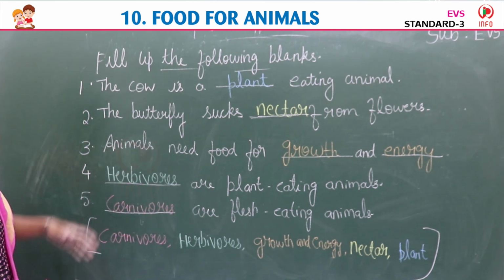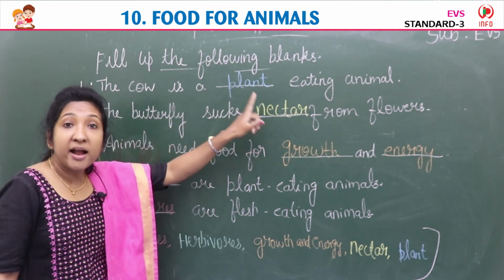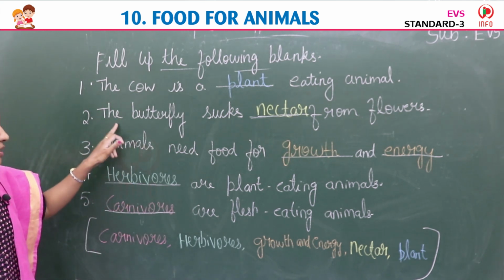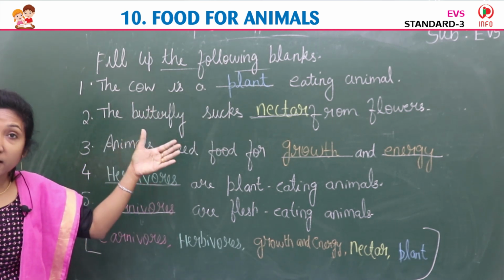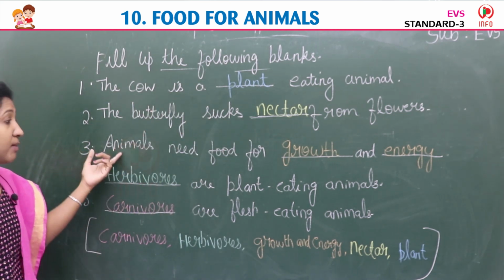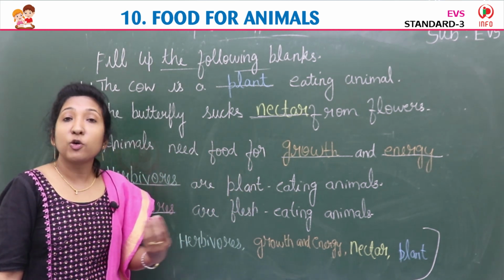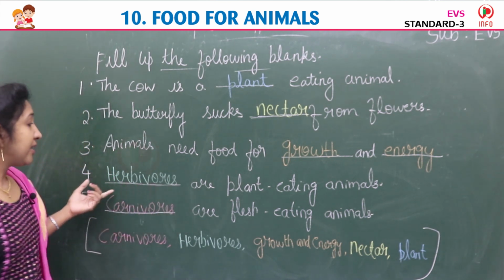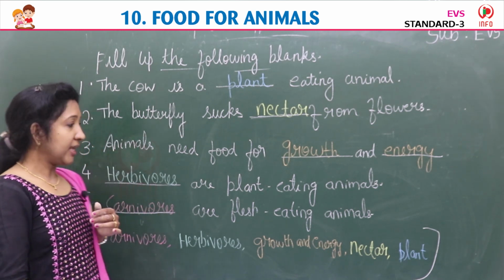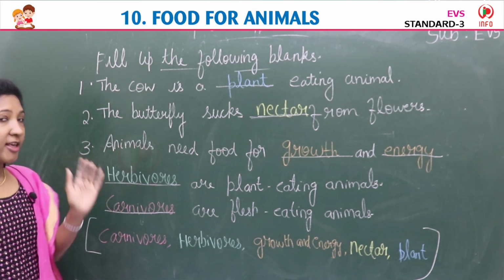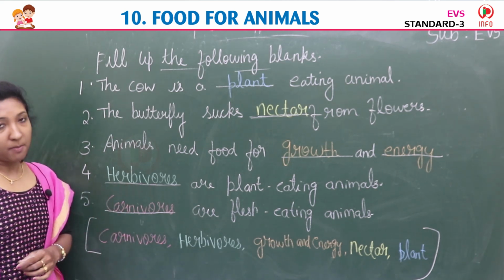So, the first fill up is, the cow is a dash eating animal. The cow is a plant eating animal. Second one, the butterfly sucks dash from flowers. The butterfly sucks nectar from flowers. Third one, animals need food for dash and dash. Animals need food for growth and energy. Dash are plant eating animals. Herbivores are plant eating animals. Dash are flesh eating animals. Carnivores are flesh eating animals.